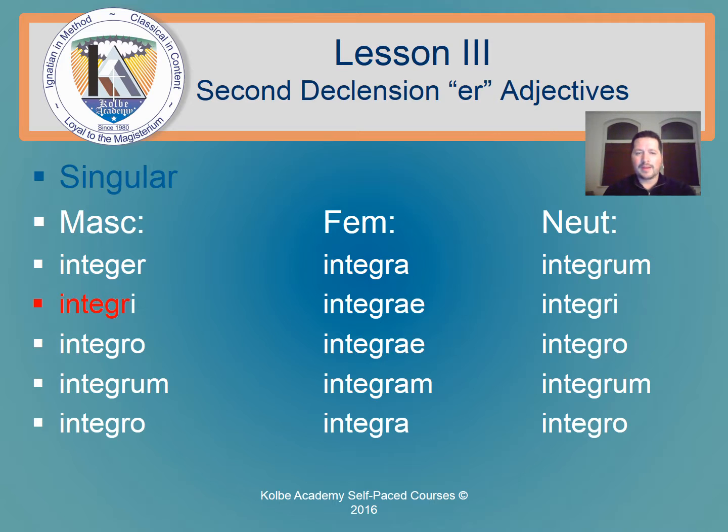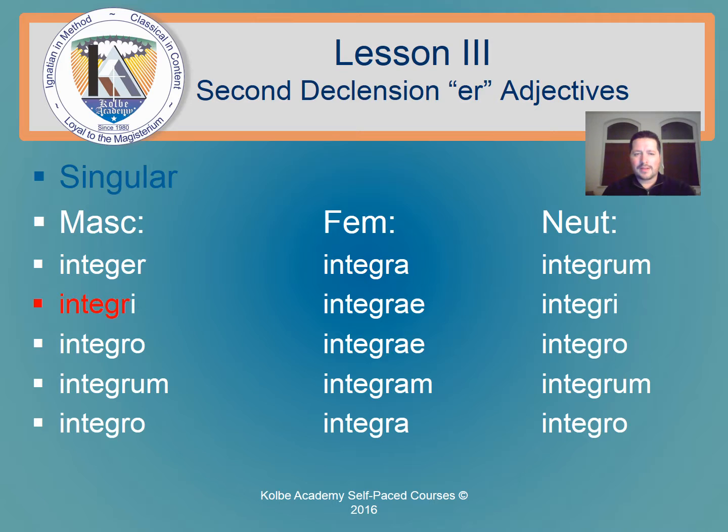So the trick to these, they decline just like first, second declension adjectives and nouns. They have the same endings, everything with the exception of nominative singular masculine, where the e gets contracted in all the other forms. And so I've put in red the genitive singular masculine with the stem integri. So we have integer, integri, integro, integrum, integro for the masculine singular. Integra, integrae, integrae, integram, integra for the feminine singular. And integrum, integri, integro, integrum, integro.